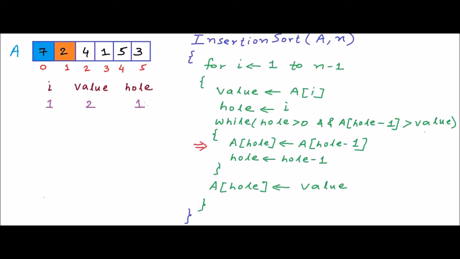I'll mark the hole with this color orange. And now we come here, we'll say the element at index hole should be the element at index hole minus 1.